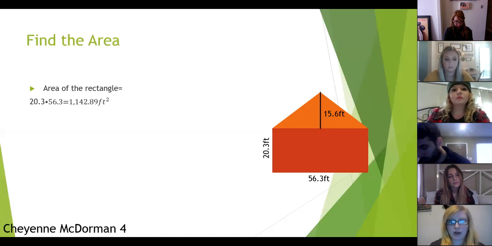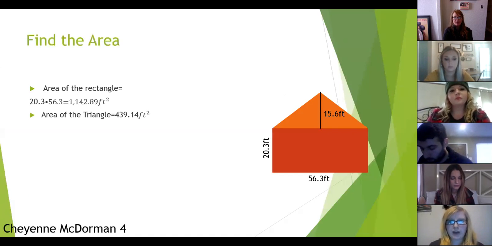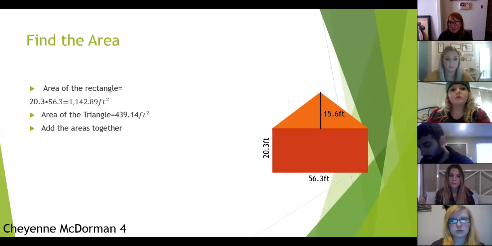So that will give you 1,142.89 feet square. Then we need to find the area of the triangle. So we're going to use our 1/2 times base times height, which will give you 439.14 feet square. And then we need to add those areas together, which will give you 1,582.03 feet square.